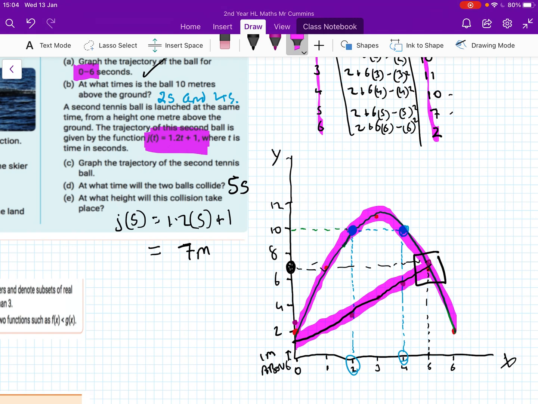So instead of subbing in 0, 1, 2, 3, 4, 5, 6, we sub into the new function. We sub in 5 over here, and that gives us 7 meters. Or I can work it out as 7 meters over here. So I got 25 meters all the way across like that, and it gives me 7 meters.